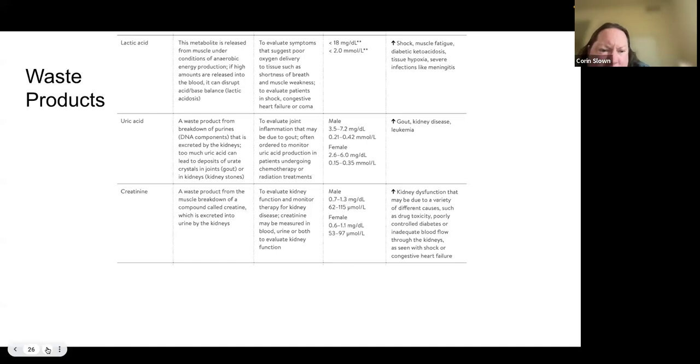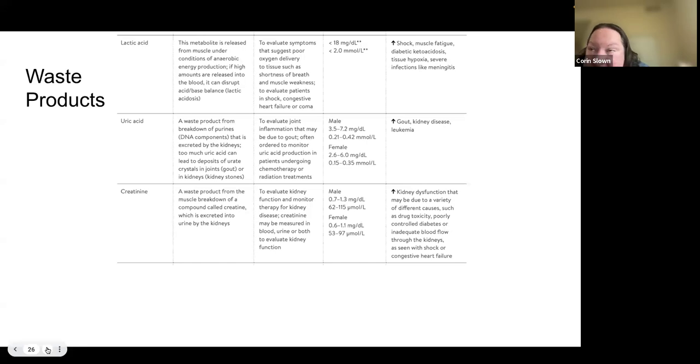And then we have lactic acid, uric acid, and creatinine. So these are all metabolites or breakdown products. And it's really interesting. We often use lactic acid to determine oxygen delivery. And then uric acid is something that is common for joint inflammation. And then creatinine is one of the other components that are used to measure kidney function.